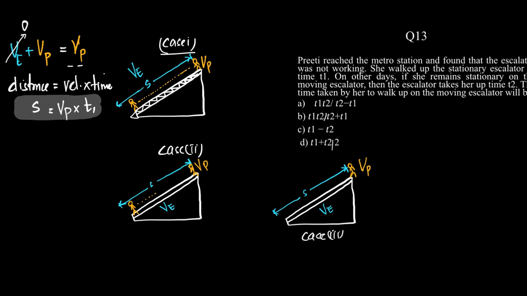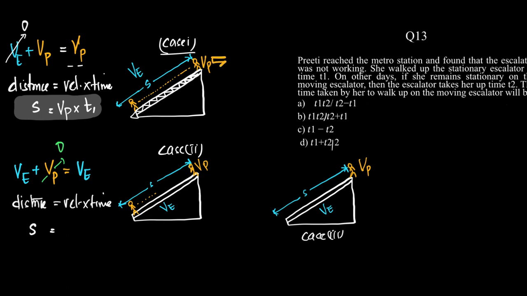All right. Now in the second case, what is the equation again? Velocity of escalator plus velocity of person is equal to... If you understand the second statement, it says that if she remains stationary, which means Vp is equal to 0, then the only component of velocity acting is the velocity of the escalator. This escalator is moving with some velocity, so it will cover some distance. So distance is equal to velocity into time. And what is the distance here? The distance remains the same, which is S.